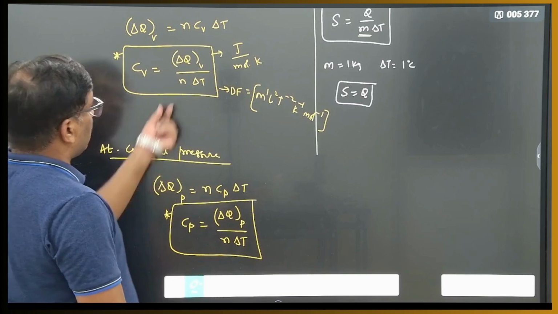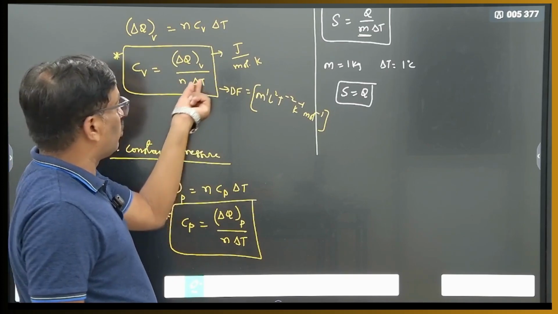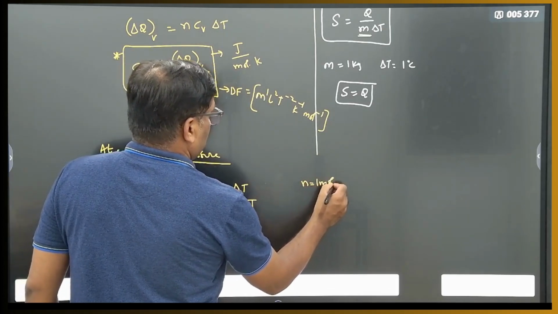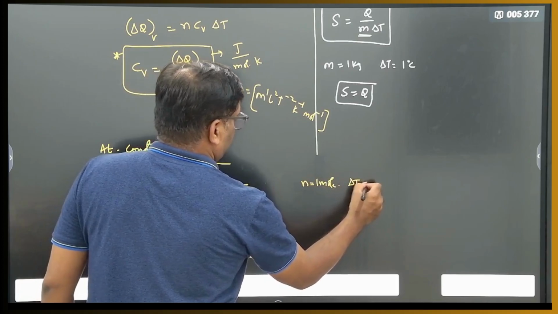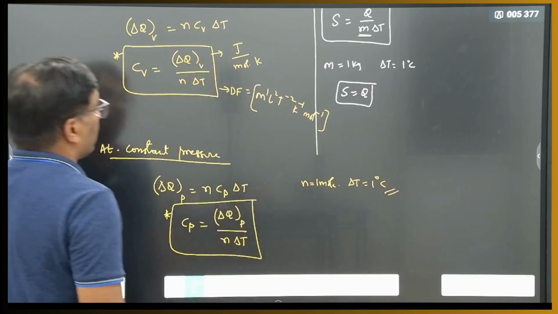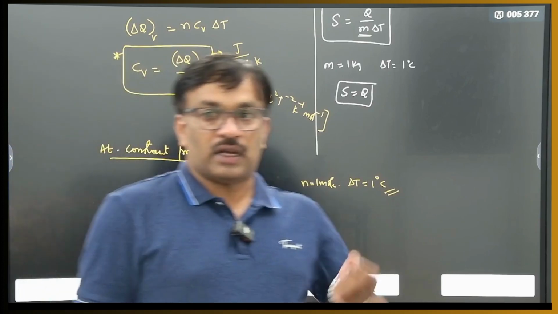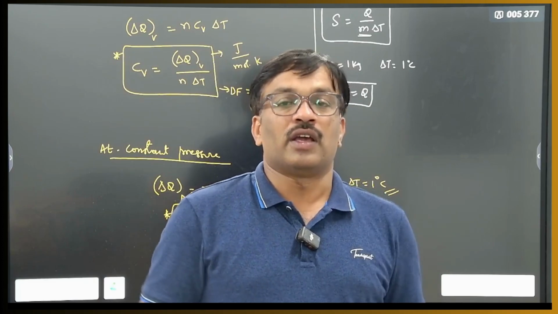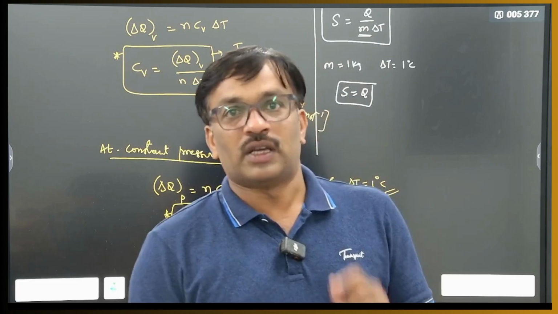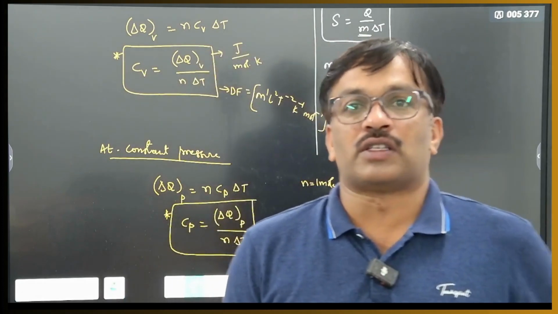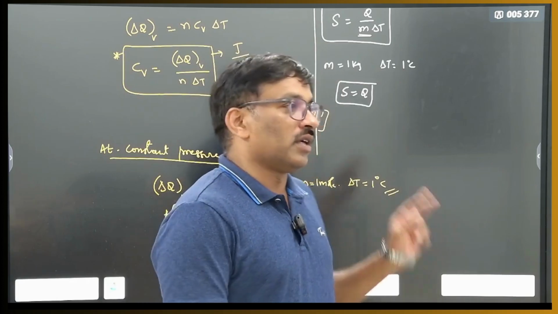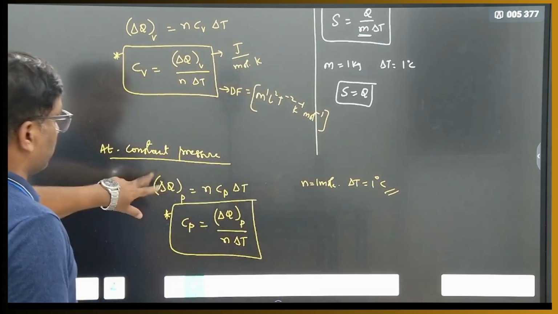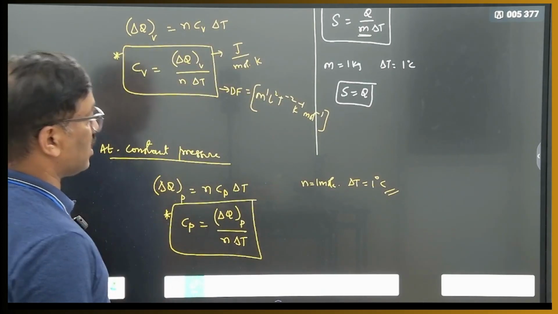For 1 mole of the substance, to raise its temperature by 1 degree, the amount of heat energy required for a given mass of a gas at constant volume is the molar specific heat at constant volume. Likewise, at constant pressure it is Cp. Clear? So we can have some relations between these two, Cp and Cv.